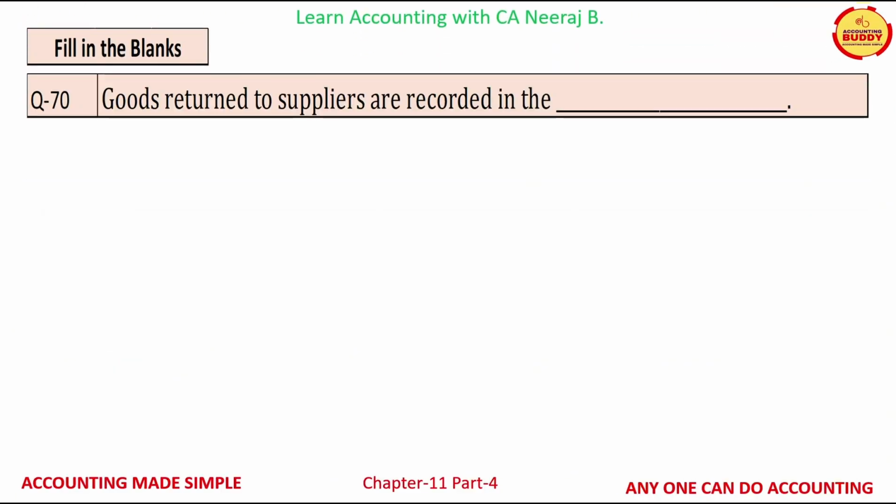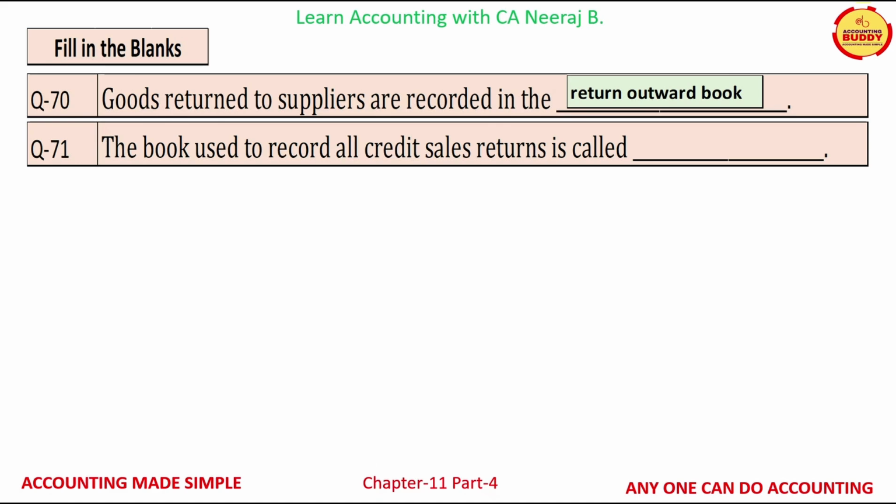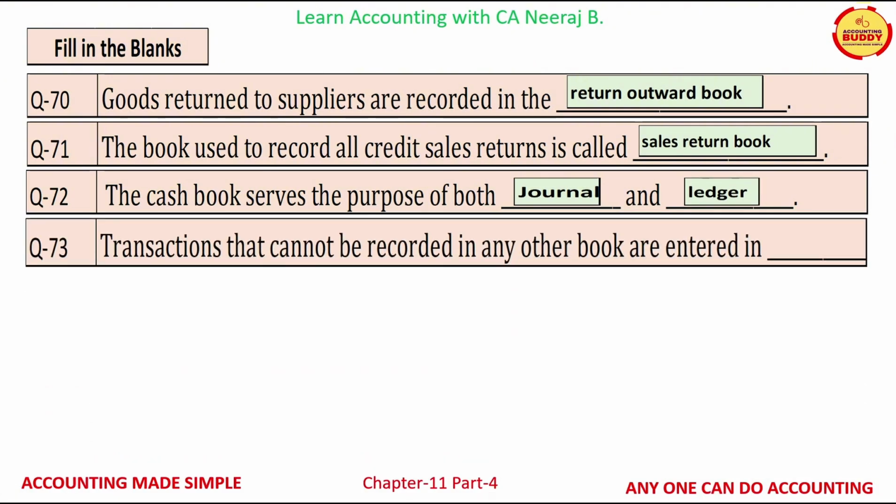Question number 70 is goods returned to suppliers are recorded in the dash, and the correct answer is return outward book. Question number 71 is the book used to record all credit sales return is called dash, and the correct word is sales return book. Question number 72, the cash book serves the purpose of both dash and dash, and the correct words are journal and ledger. Question number 73, transactions that cannot be recorded in any other book are entered in dash. The correct answer is journal proper.